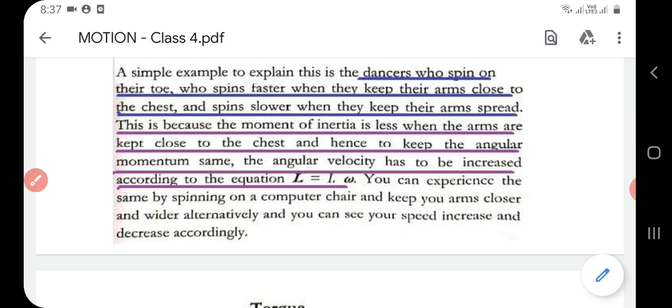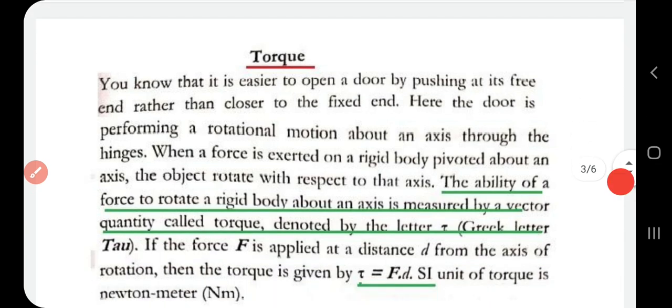Now the next topic is torque. Torque is nothing but the ability of a force to rotate a rigid body about an axis. You might have seen that it is very easy to open a door by pushing it at its free end rather than closer to the fixed end. This is because of torque. Here the door is performing rotational motion, and when a force is exerted on a rigid body pivoted about an axis, the object rotates with respect to that axis. The definition is enough, and that is what torque means.